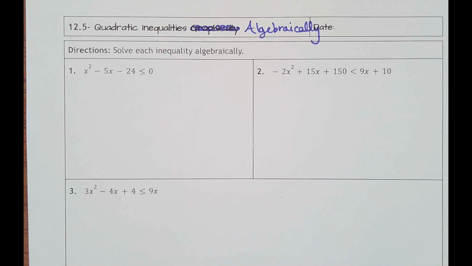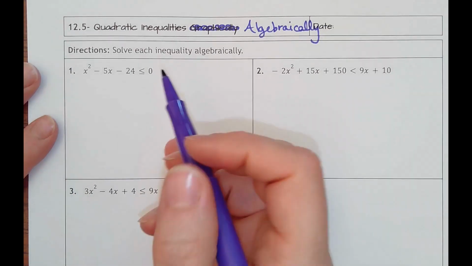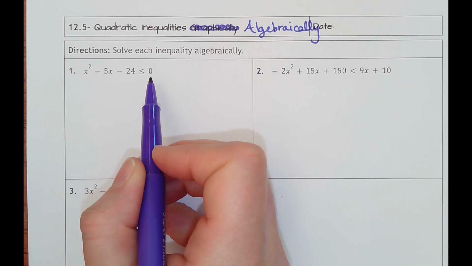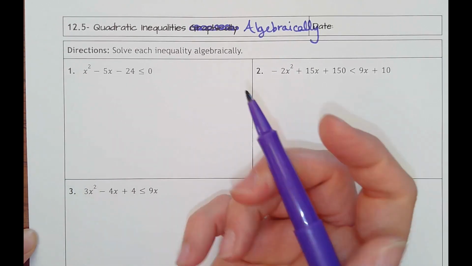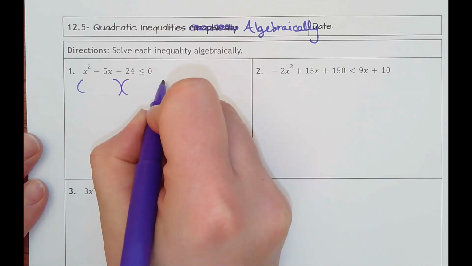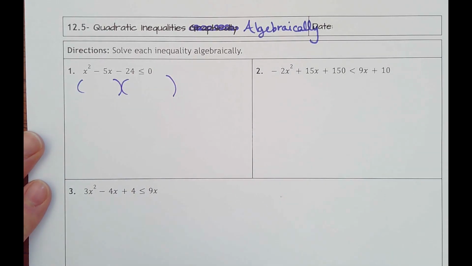Lesson 12.5, quadratic inequalities. It's supposed to say algebraically, not graphically again. So this time, no graphs. We're just going to solve. And so when you have a quadratic, you want to make sure that it's set equal to 0, even though we have an inequality symbol. Once it is, then you're trying to factor or use the quadratic formula. To me, factoring is going to be way easier.